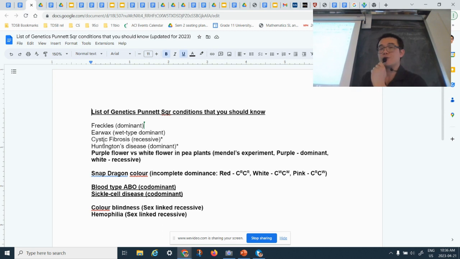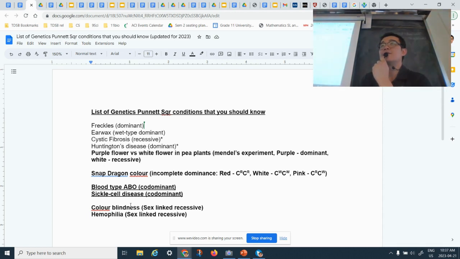cystic fibrosis is autosomal recessive. So these would be autosomal recessive. These are autosomal, not recessive. These are autosomal, some dominant, some recessive. Purple flower, white flower, Mendel's experiment, you should know. Snapdragon color is an example of incomplete dominance. You should know blood typing and sickle cell codominance, and the sex-linked recessive ones are here.